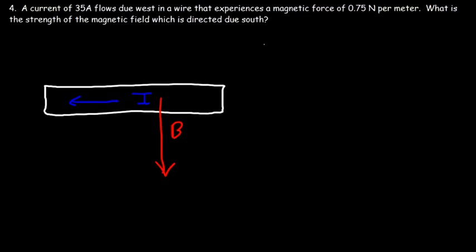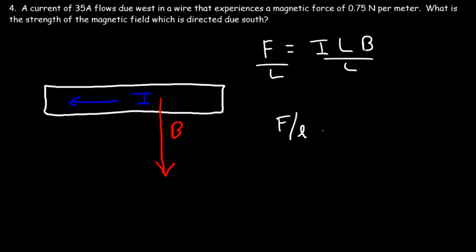So let's write the equation. F is equal to ILB. Now, because the current and the magnetic field are at right angles to each other, because it's 90 degrees, sine 90 is 1. So we don't need the sine portion of this equation. Now, we're given the force per meter. So that's F divided by L. If we divide both sides by L, we're going to get this equation. F over L is equal to the current multiplied by the magnetic field.